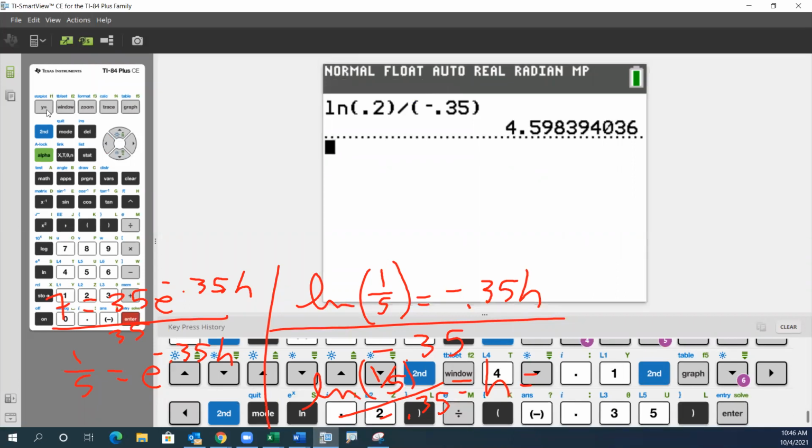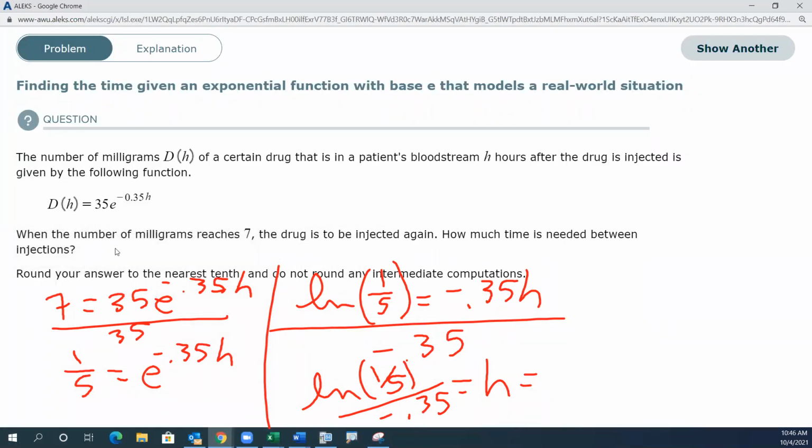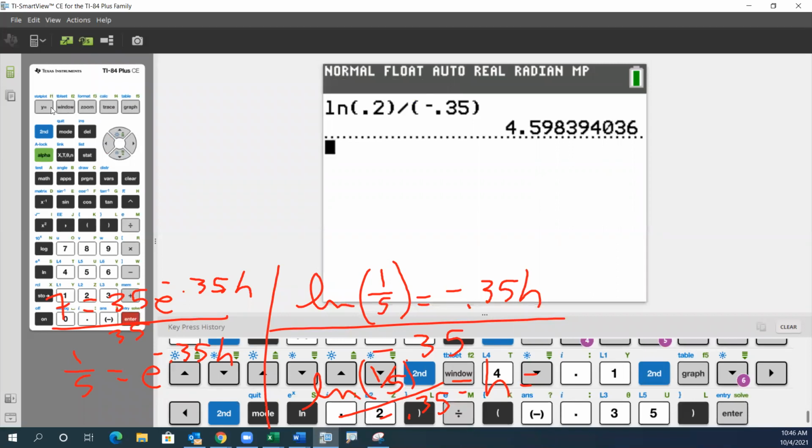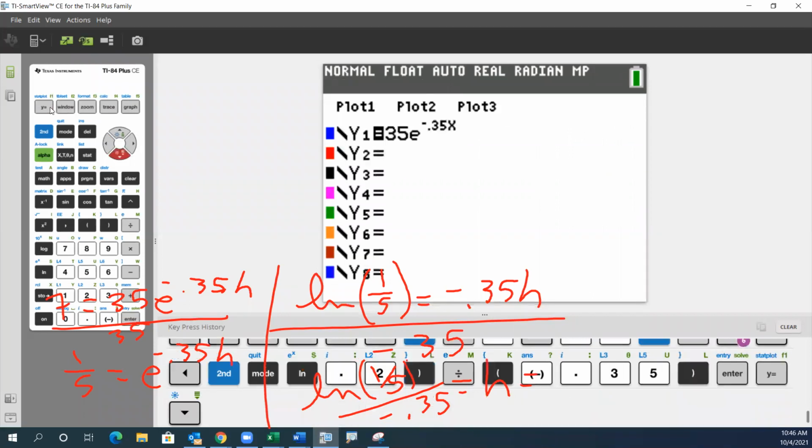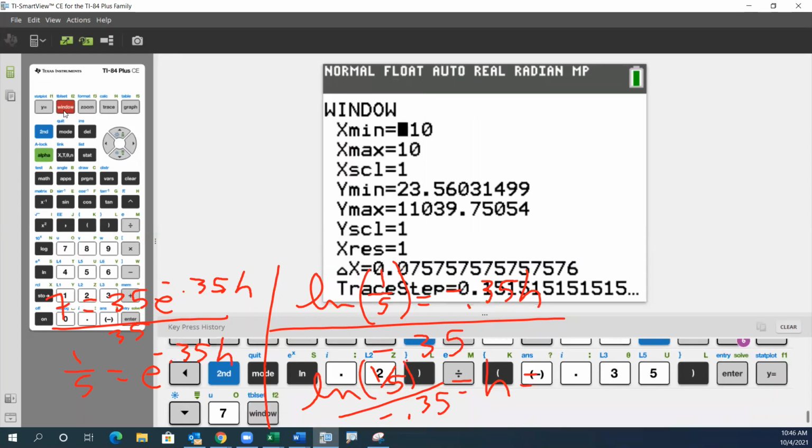Another way to do it would be to take this initial equation right here with the 7 in it and say, hey, it's an equation. Let's graph the left and graph the right, see where they intersect. Okay, so if I do that, there's the right, there's the left, and let's go to window. We don't need to go to negative 10 hours before the injection. Let's start at hour 0, and we already know the answer is between 0 and 6, so that's good.